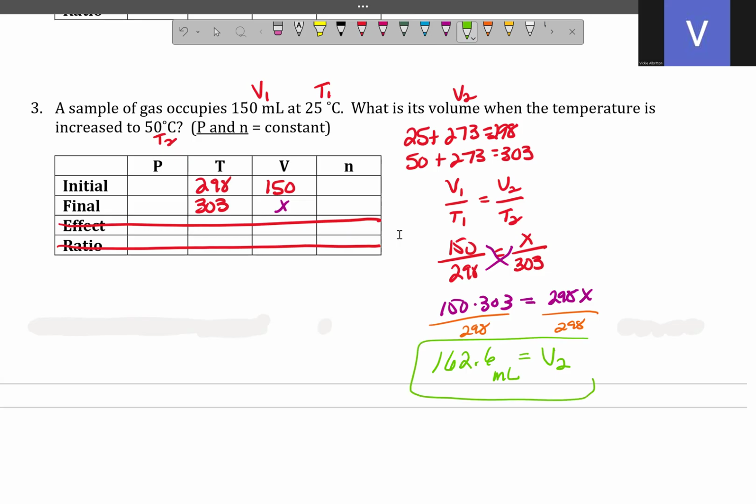And that makes sense when you think about the fact that we raise the temperature. That means that the gas needs to expand. And I would take that for an answer, or I would also take 160 milliliters if you were working on using the correct number of significant digits.